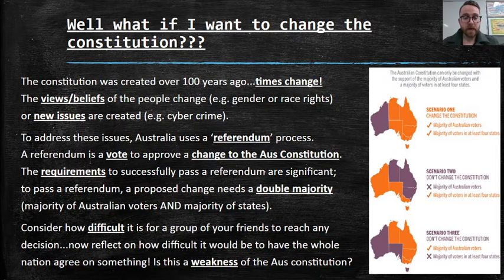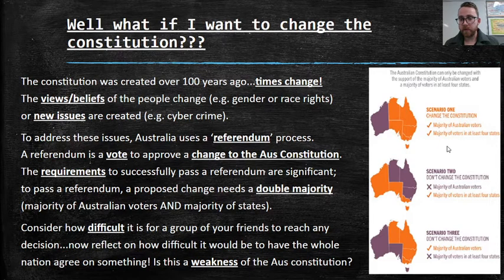So to pass a referendum, to make a change to the Constitution, you need a double majority. And what that means, and I've tried to show it in this little diagram over here, is you need a majority of, number one, all Australians. So you need at least half of the country to say, I think this is a good idea. And then you need a majority of all the states. So you need at least half the states to say, I think we should change this. And that's shown over here in this little diagram.